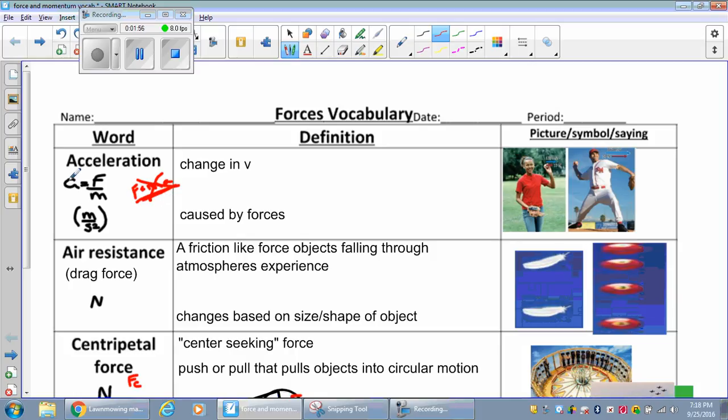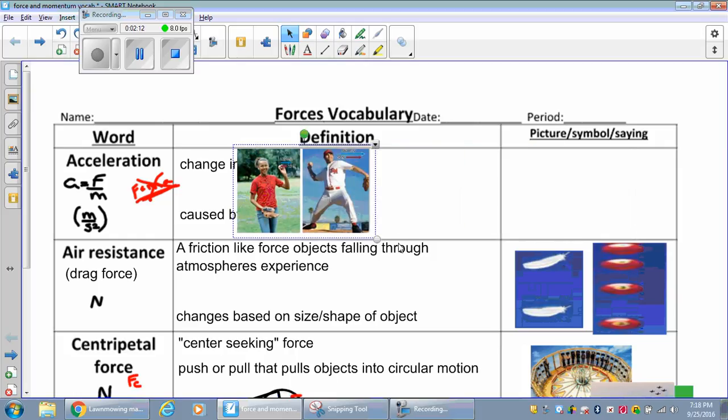Okay, the natural law actually says that acceleration is a result of a force being opposed by a mass, so overcoming some sort of inertia from a mass, right? Remember that inertia and mass mean almost the same thing. Okay, but it's a change in v, and it's always caused by forces, okay? And here's an example here.